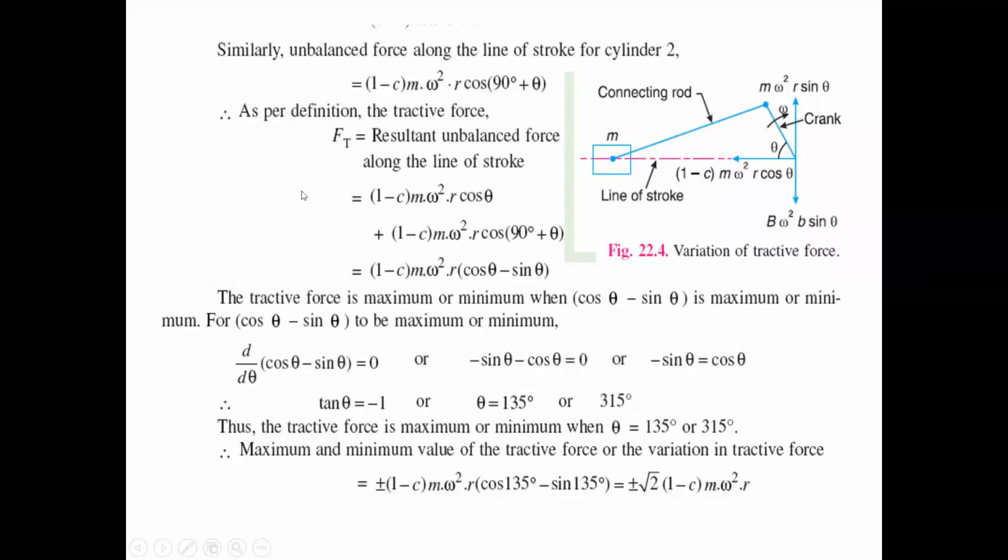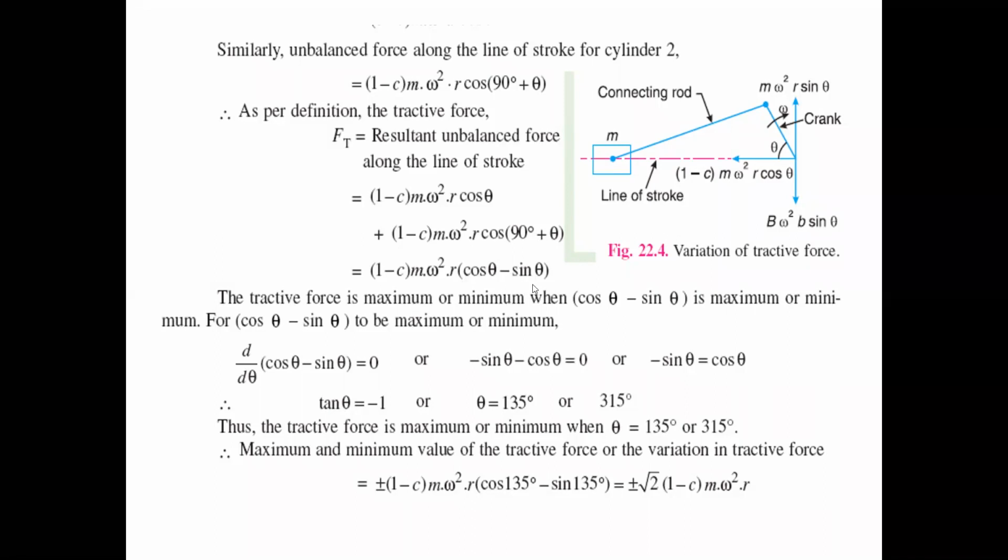Now we find the resultant unbalanced force. It is the sum of the cylinder 1 and cylinder 2 values: (1 minus c) m omega square r cos theta plus (1 minus c) m omega square r cos (90 plus theta). Taking out the common terms, the equation becomes (1 minus c) m omega square r (cos theta minus sin theta), because cos (90 plus theta) is minus sin theta.